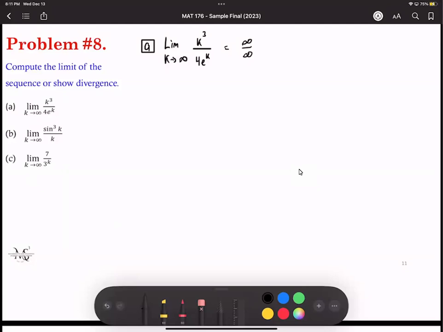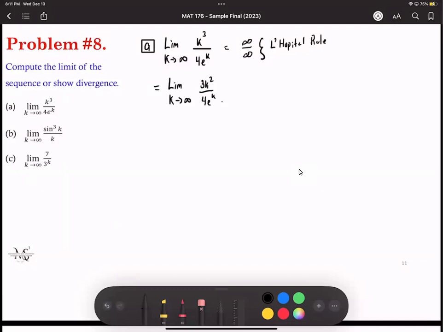So what does infinity over infinity suggest? Does anybody remember from class? L'Hopital's rule. That's right. So this implies that you can use L'Hopital's rule. Remember, L'Hopital's rule says that anytime you have an indeterminate form, you can take the derivative of the numerator and denominator until you get to a point where you can evaluate the limit. By applying L'Hopital's rule, we have the limit as k approaches infinity of 3k squared over 4e to the k. The derivative of k cubed is 3k squared, and the derivative of 4e to the k is just 4e to the k.